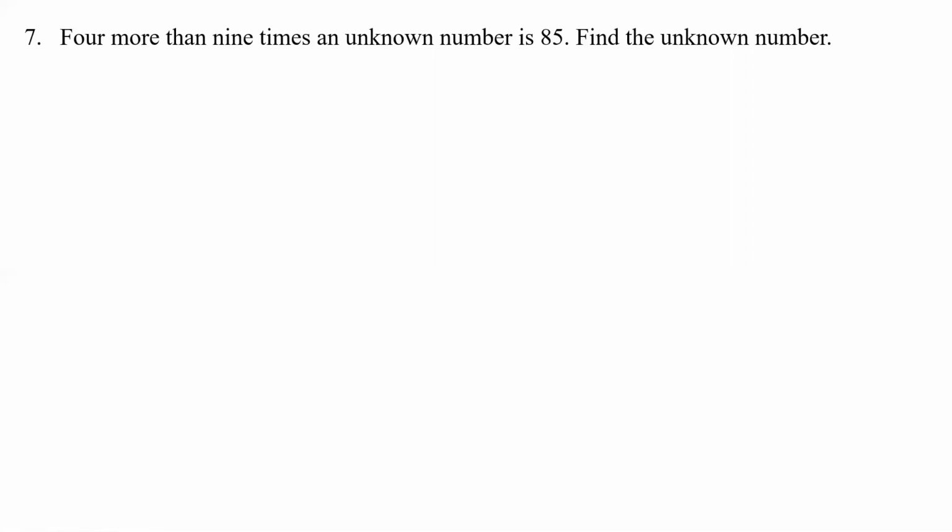All right, 4 more than 9 times an unknown number is 85. So again, we have an unknown number. Okay, well, let's call it, this time, let's call it y, just to be different. So now we have 4 more than 9 times an unknown number. So we have to take 9 times that y, and 4 more than that. That number is 85. So now we go backwards in order. So first subtract 4.